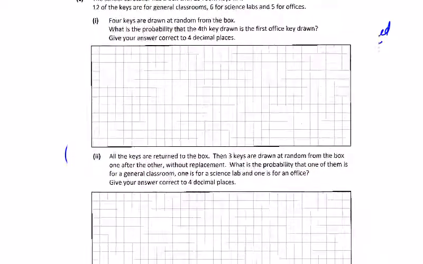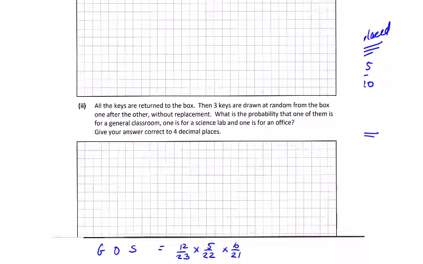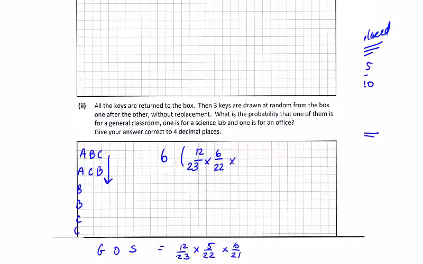So all you need to know here is how many different outcomes are there. Well, there's 6 different outcomes when we're placing 3 things in order: A, B, C, A, C, B. We'll have each letter in the first position twice and each letter in the second position twice, and so on. So there's 6 combinations here, and we said that it was 12 over 23 by 6 over 22 by 5 over 21.